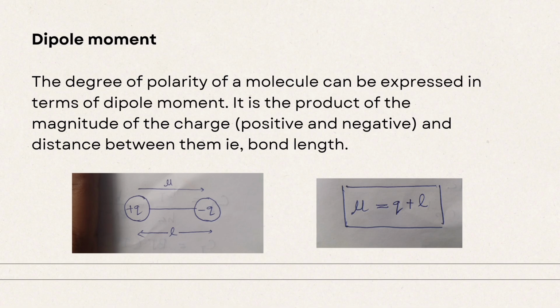The degree of polarity of a molecule can be expressed in terms of dipole moment. It is the product of the magnitude of the charges and the distance between them, that is the bond length. Mu is equal to Q times L, where Q is the charge, positive and negative, and L is the bond length.